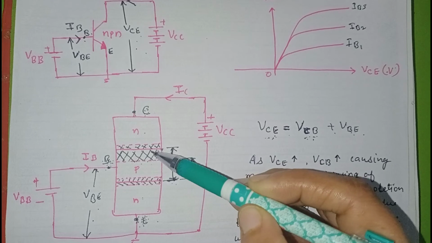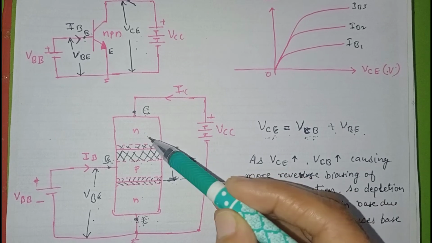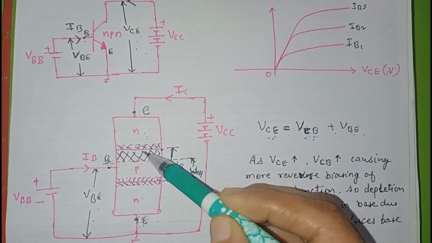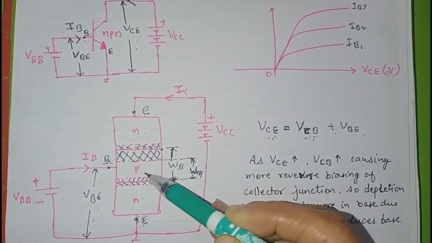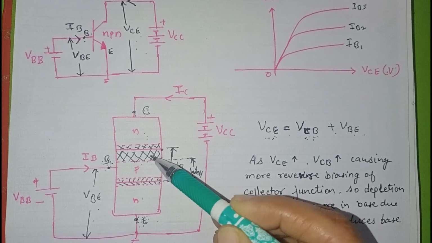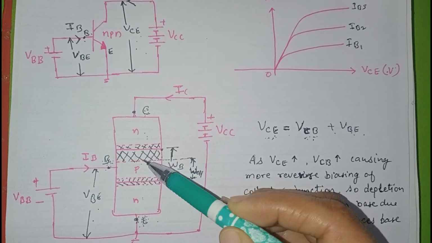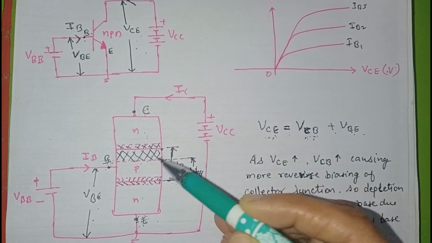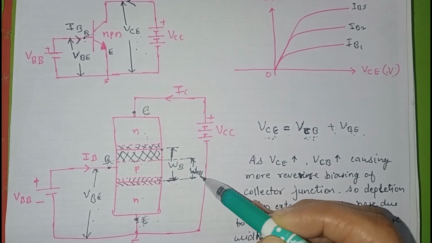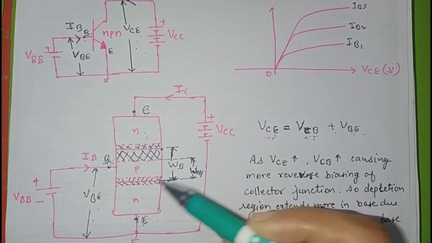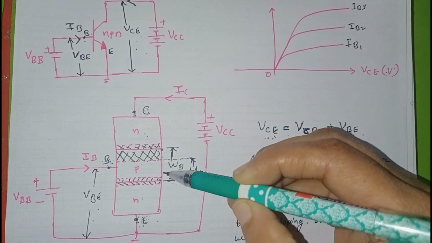The width of the depletion region extends more. As the collector region is more heavily doped, penetration of the depletion region will be less on this side. The base region is lightly doped, so penetration of the depletion region will be more in the base region. As the depletion region extends more into the base region, the actual width of the base region is reduced. This will be WEF. So we can see the width of the base region is modulated. This is called base width modulation.